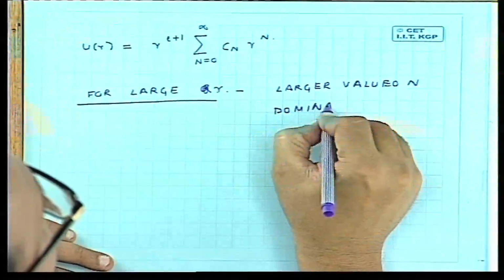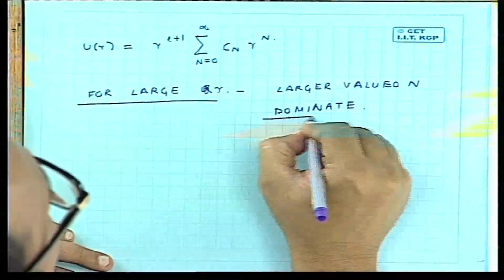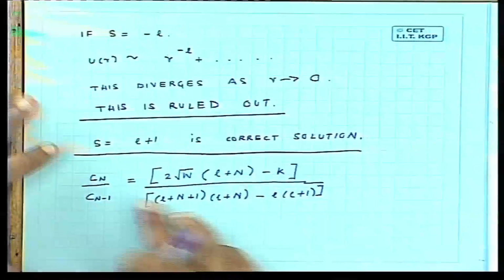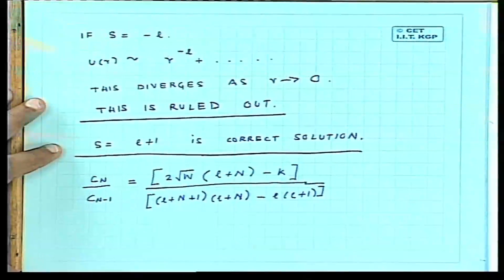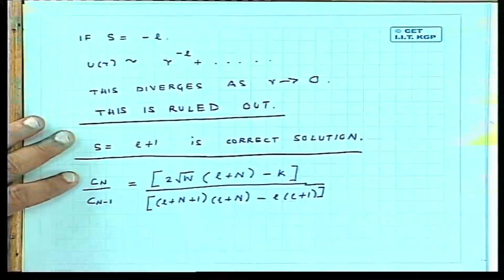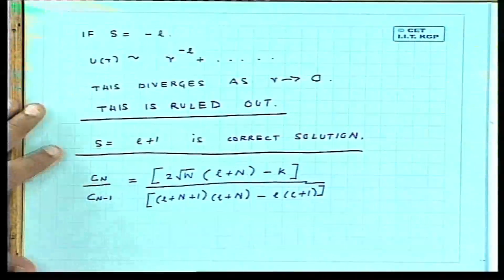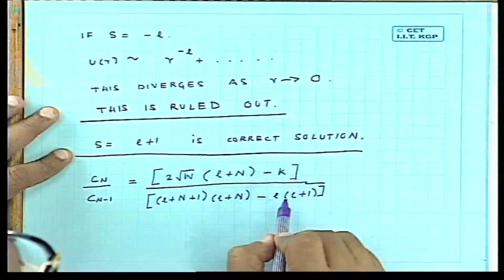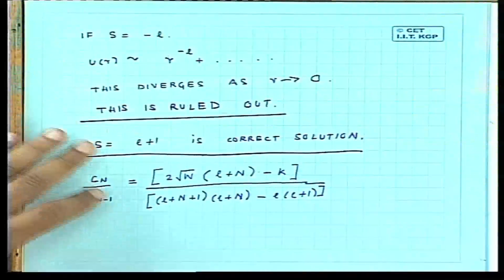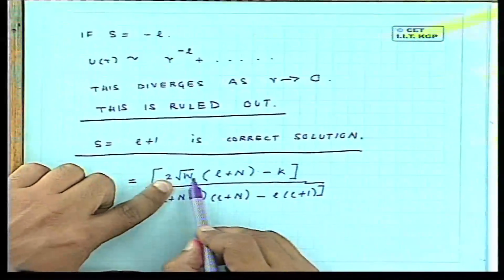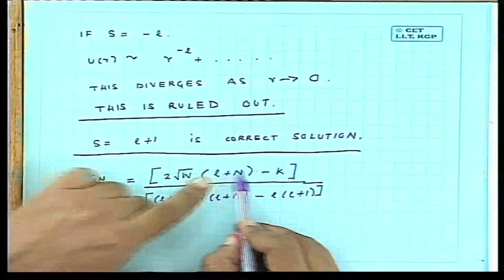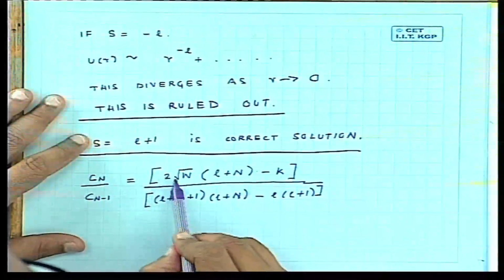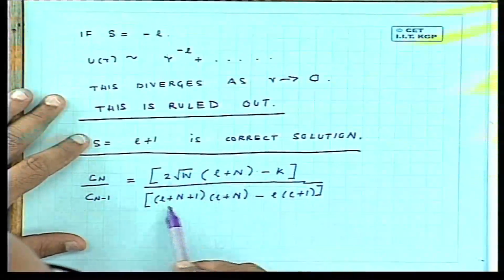These are the ones which dominate. So let us look at the behavior of this recursion relation for large values of n, which will tell us about the large r behavior of the function u of r. So for large values of n, we can forget about all these constant coefficients, and what we will have left is 2 square root of w into n by n squared.